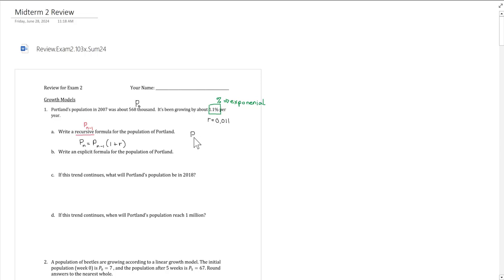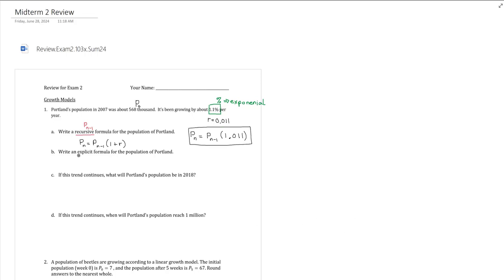So my formula is going to be the population at any point in time is equal to the population last year, which is my n minus 1, that's what that means, times 1 plus 0.011. And of course, you can go ahead and add the 1 to the 1.1%, giving me p sub n equals p sub n minus 1 times 1.011.